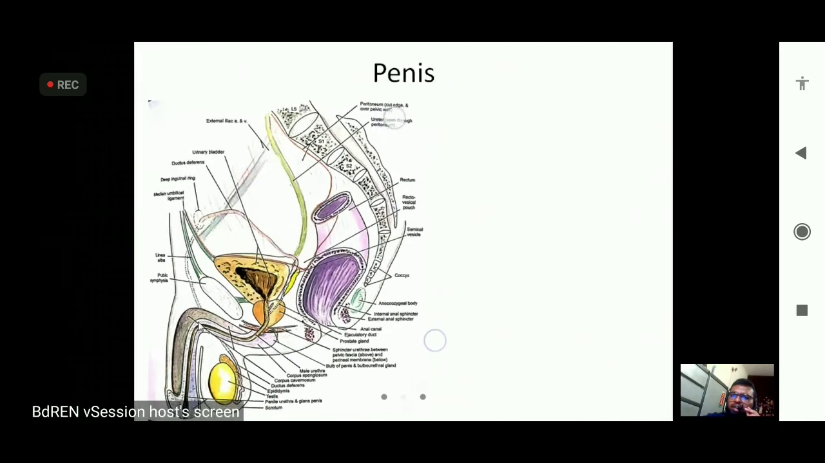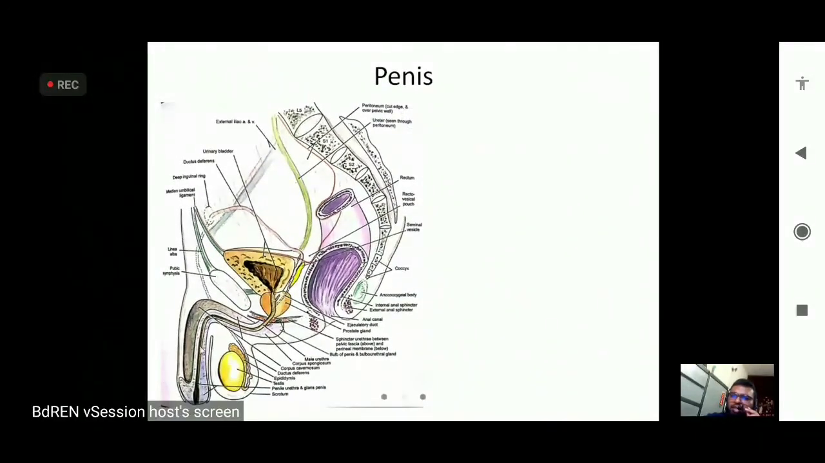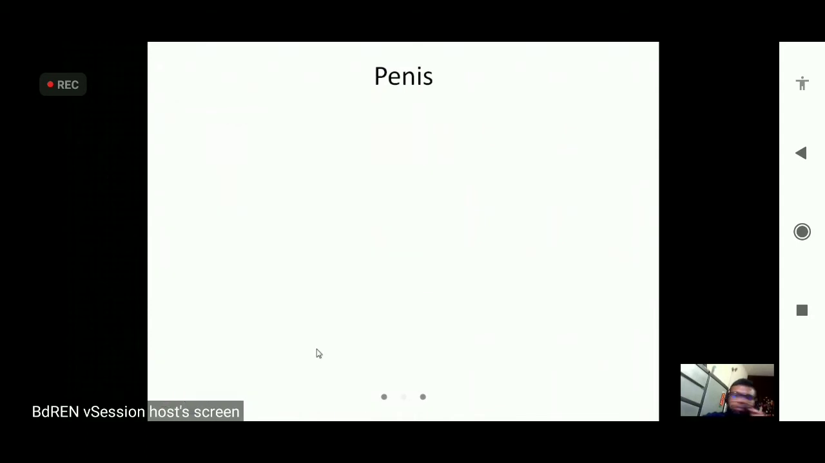You can see this is the penis in flaccid state, and it actually can erect when needed, and that mechanism is solely a vascular phenomenon.